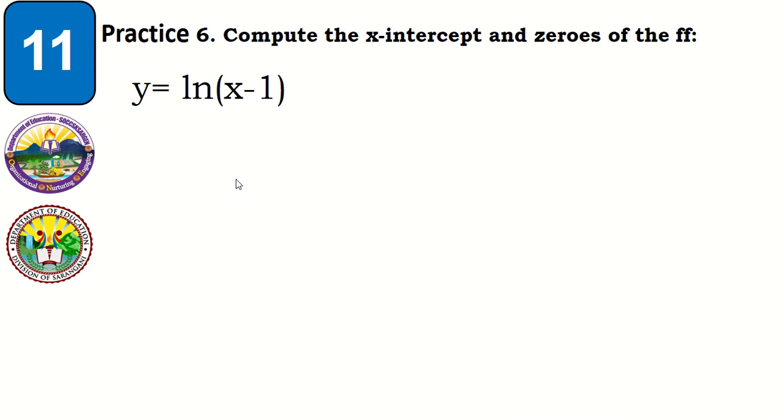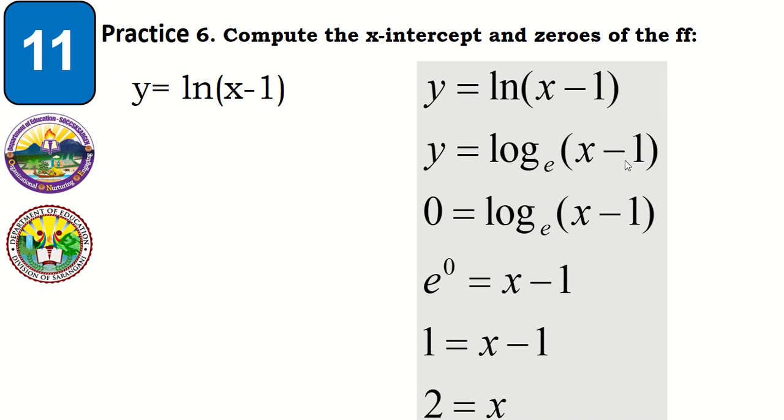How about y equals ln of x minus 1? We know that ln is defined as, or equivalent to, log of x minus 1 base e. So we write y equals log of x minus 1 base e. And we know that to find the x-intercept, we let y equal 0. Therefore, 0 equals log of x minus 1 base e. And this one is our base for the exponent. So e to the 0 equals the result, x minus 1. E to the 0 equals 1. Therefore, that is x minus 1. By the addition property of equality, we've got 1 plus 1 is equal to x. Therefore, the x-intercept is 2 and the 0 is 2.